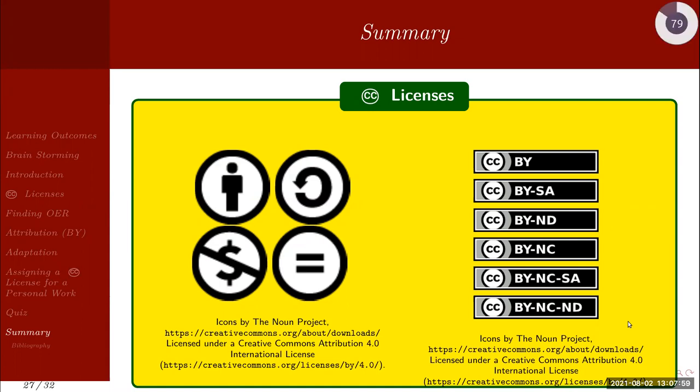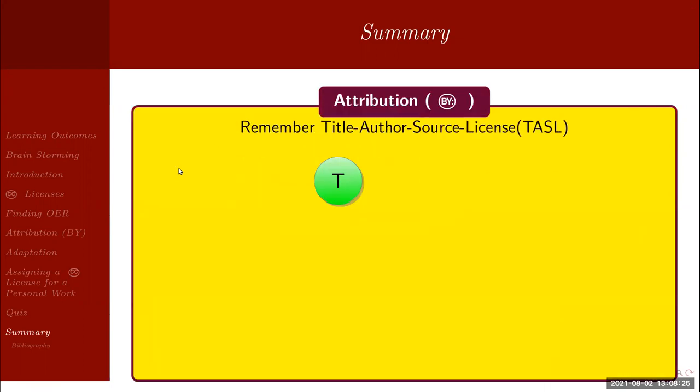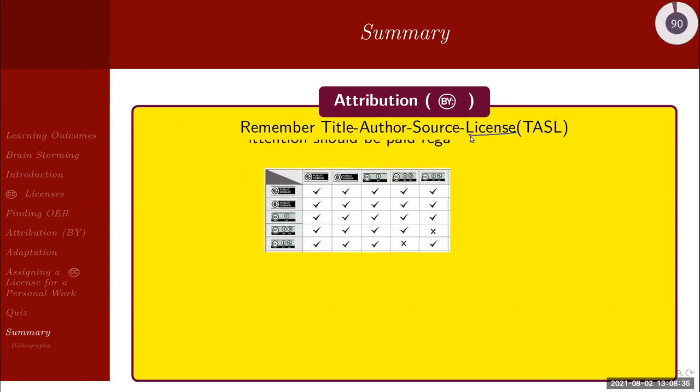Then in order to find OER, there are different search engines. And for finding images, Google Advanced Search is quite useful. If you are trying to find videos, you can go to YouTube and use the filters. Use the Creative Commons feature in the filters, and you'll be able to search videos with Creative Commons licenses. And for attribution, you should remember this: title, author, source, license. This TASL. You should always remember TASL.